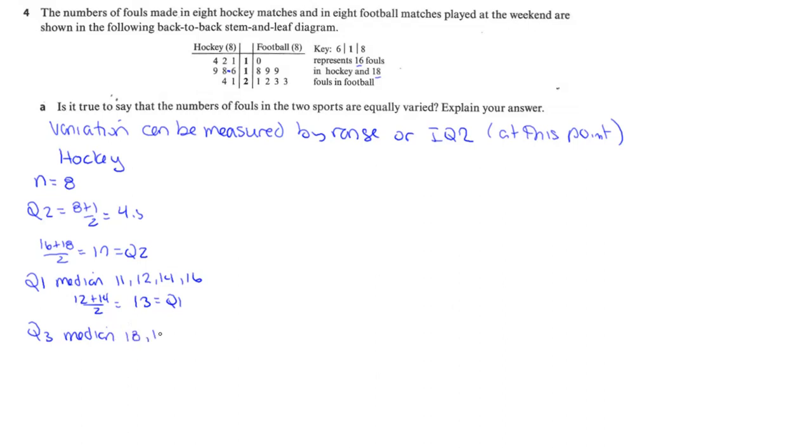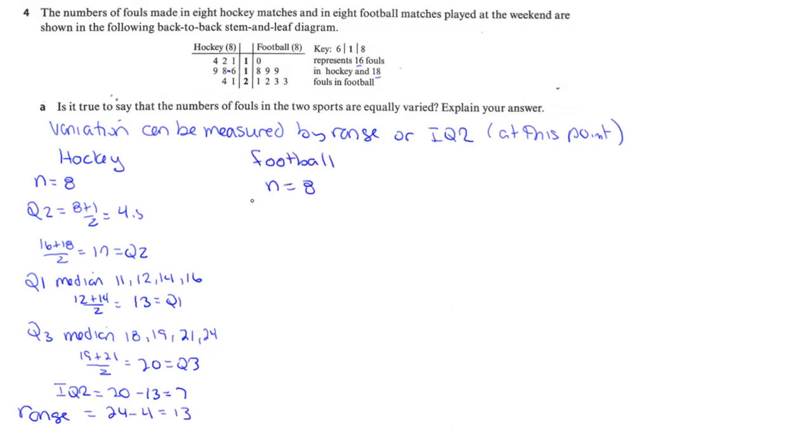And then Q3 is going to be the median of the top 4, and that's going to be the average of 19 and 21, which is going to be 20. And so if I want to figure out the IQR, all I do is take 20 minus 13, and I figure out that it's 7. And the range would be 24 minus 4, or 13.